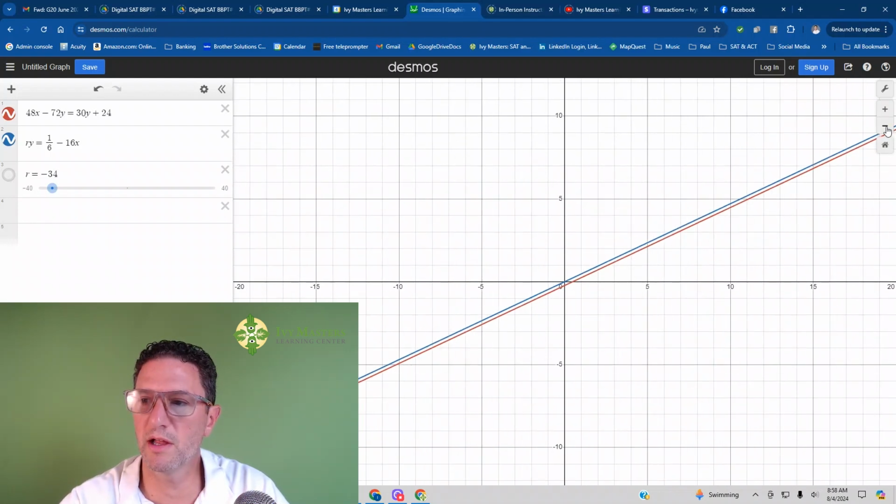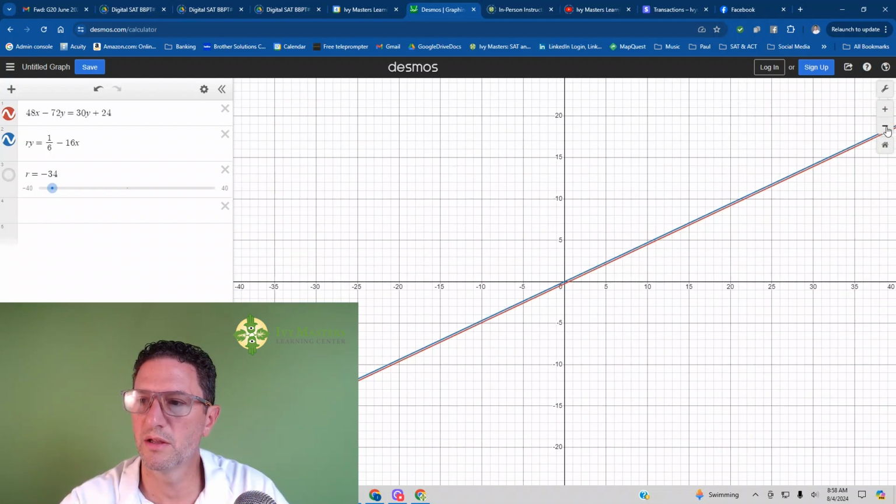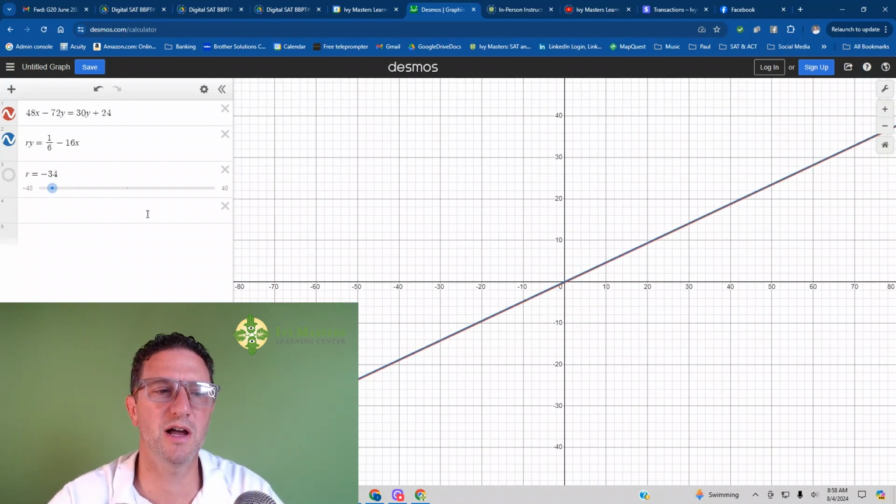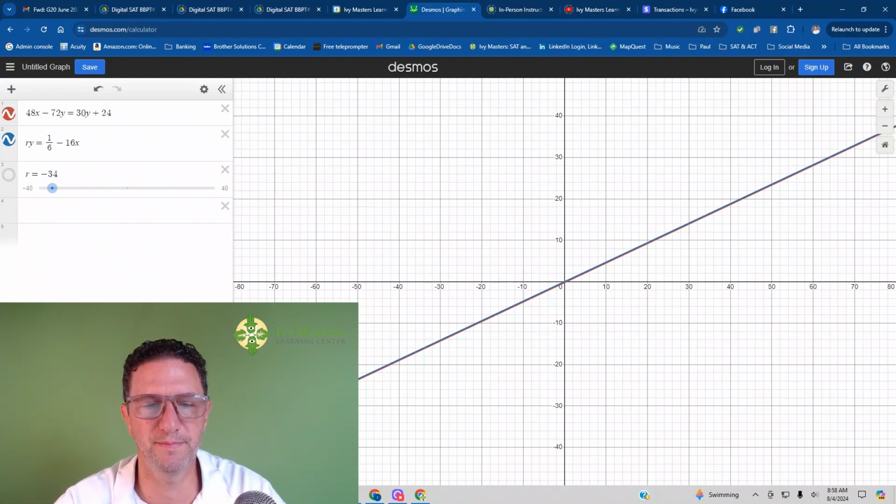And if it's parallel on both ends when I zoom out, still parallel, not touching, and then it merges into a line. It must be negative 34. Also, it's an integer value, so I'm confident in my answer. Mark your answer, move on.